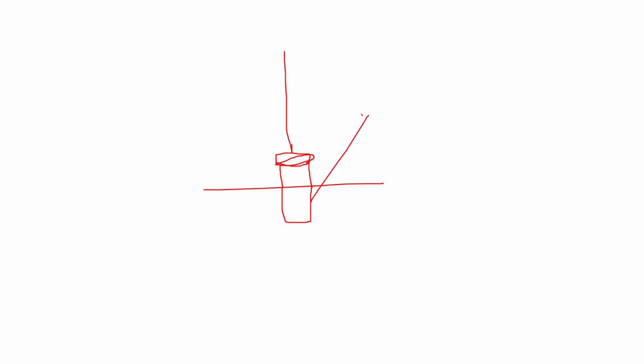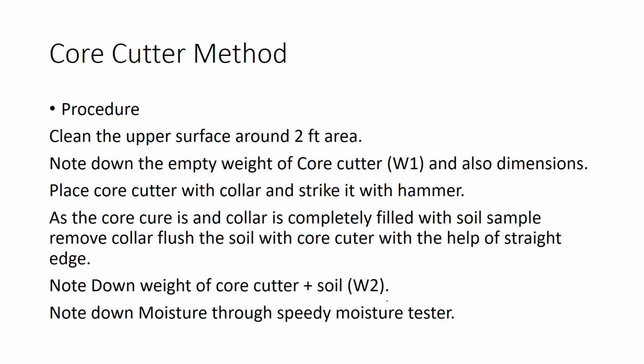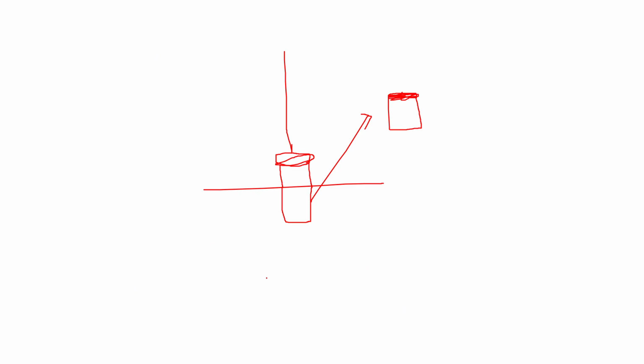First of all you need to note down the empty weight of the core cutter without the collar. Then as it is completely pushed into the soil, you remove it and note down the weight of soil plus core cutter. At that point you need to completely flush the soil with the core cutter, and you need to find out the moisture content by the speedy moisture tester. So this is the whole core cutter method test.